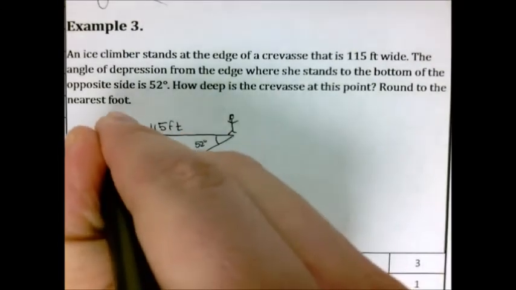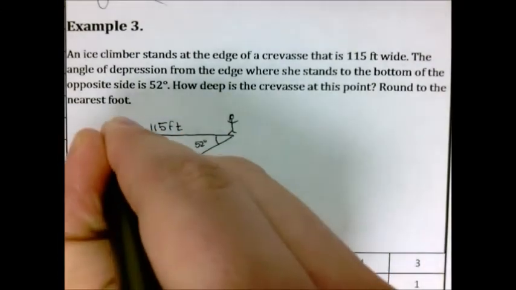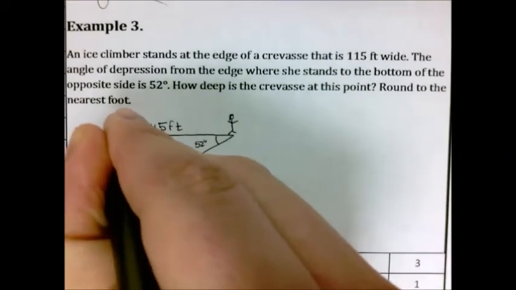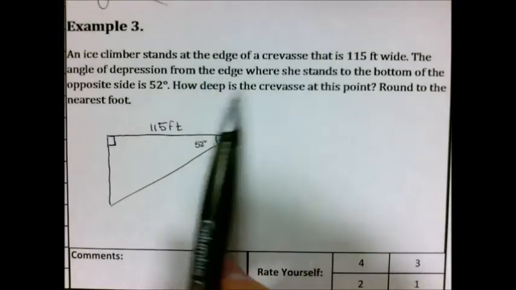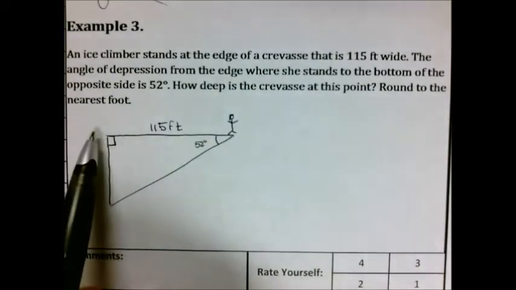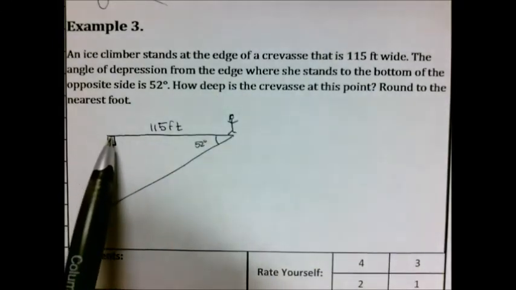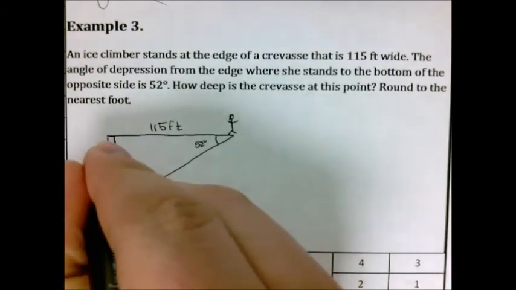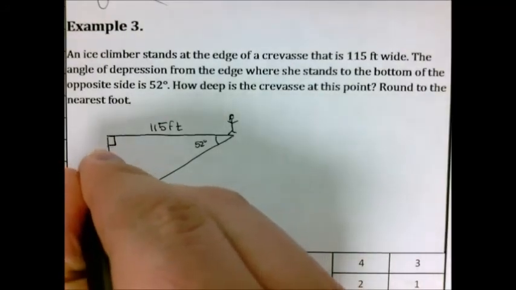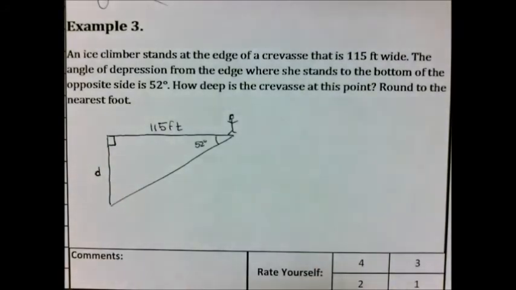And so let's connect this triangle here. We know this is going to be our right angle. And we want to know how deep is the crevice at this point. So how deep is this part right here, the crevice? So this is what we're trying to find, and I'm going to label it D for deep. How deep is the crevice at that point?